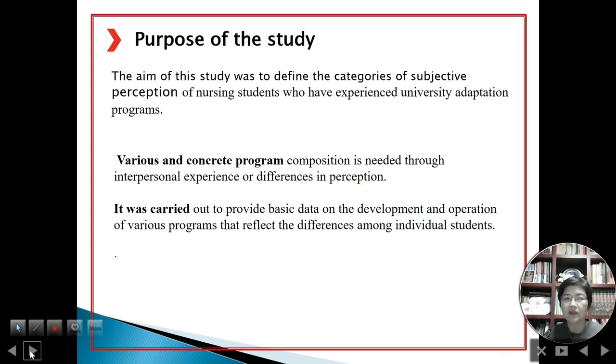Purpose of the study. The aim of this study was to define the categories of subjective perception of nursing students who have experienced university adaptation programs. Barriers exist, and program composition is needed through interpersonal experience or differences in perception. It was carried out to provide basic data on the development and operation of various programs that reflect the differences among individual students.